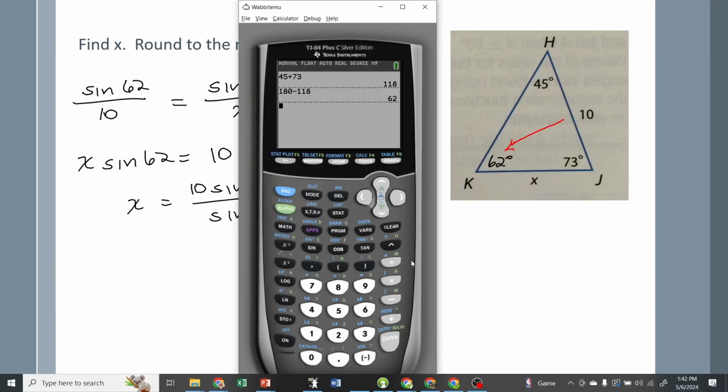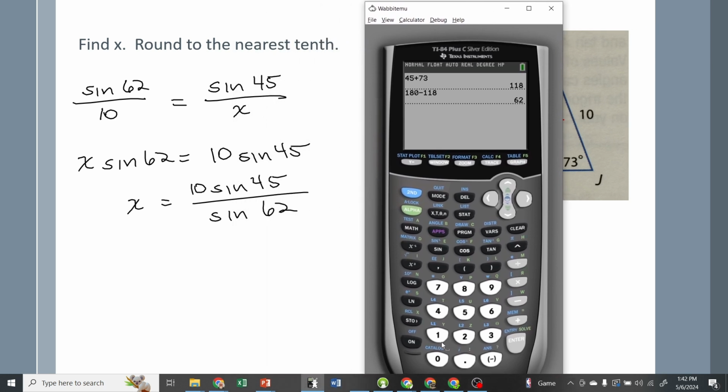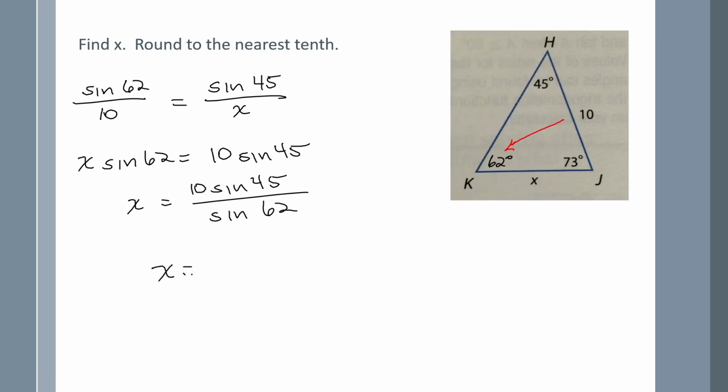So now we take out our calculator again and plug in 10 sine 45 divided by sine 62. And I get 8.0084. So we would say that x is equal to 8.0, showing we rounded to the nearest tenth.